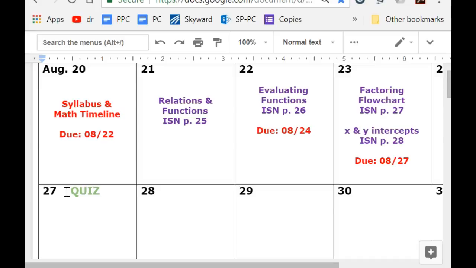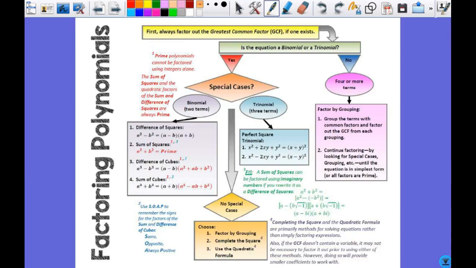Then I want you to look at this piece of paper. So, a flow chart for factoring. The yellow bar up at the top says, first, always factor out the greatest common factor, or GCF, if one exists. So the key part of that is if one exists, because it may not exist, right? There's a little disclaimer down at the bottom that basically says, if the GCF doesn't have a variable in it, you don't have to factor it out to solve, but it does make your life a little bit easier.